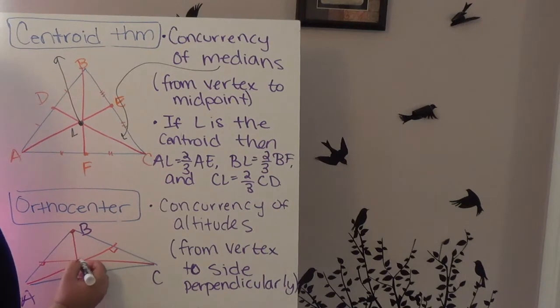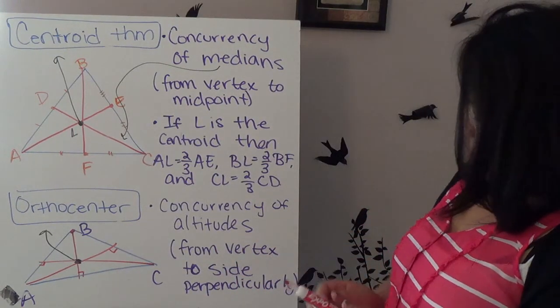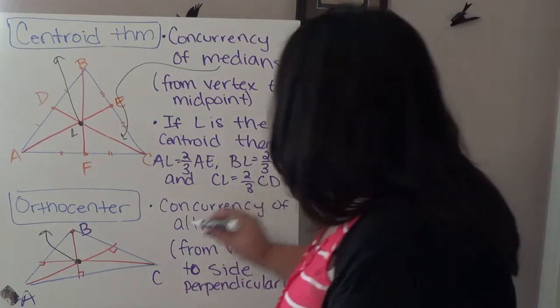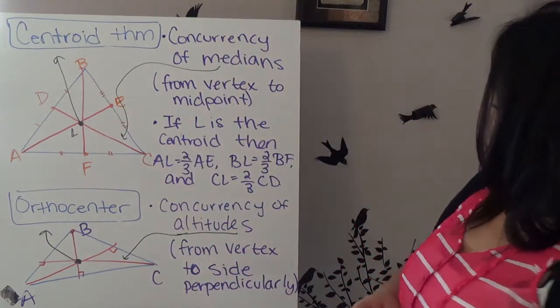This then is our orthocenter. So from vertex to side perpendicularly. Okay, this is called, this altitude is this right here. Right?